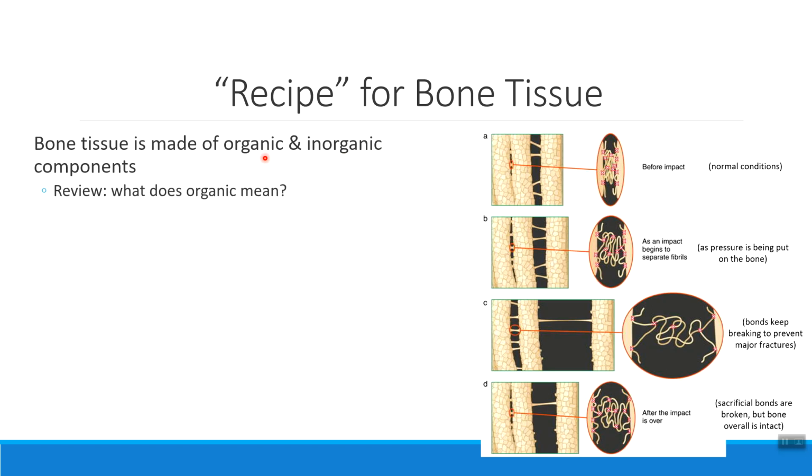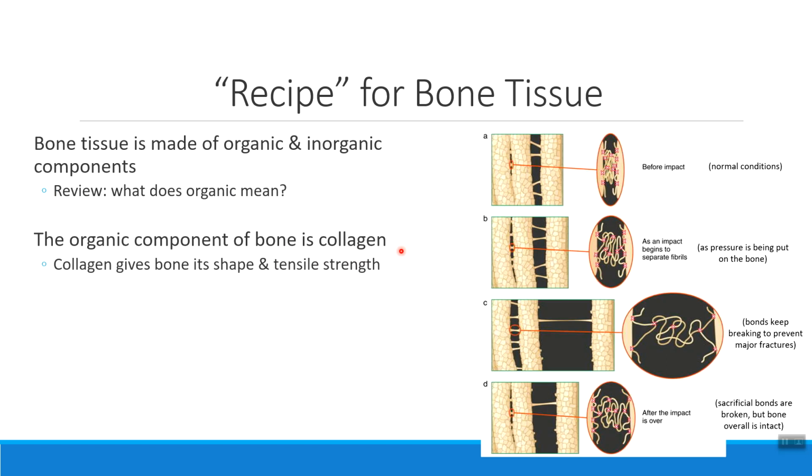Now, it's been a minute since we talked about what organic means in science, but remember that the word organic means something that contains carbon. So when we're thinking about the organic component of bone tissue, we're talking about a protein called collagen. Collagen is a protein that makes up the scaffolding of bone tissue.